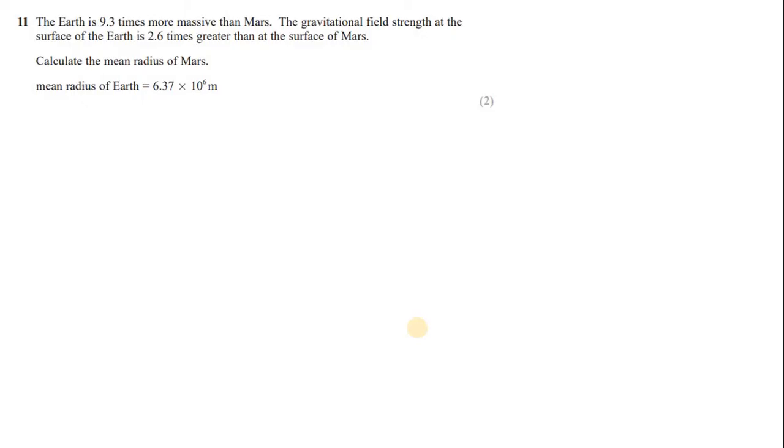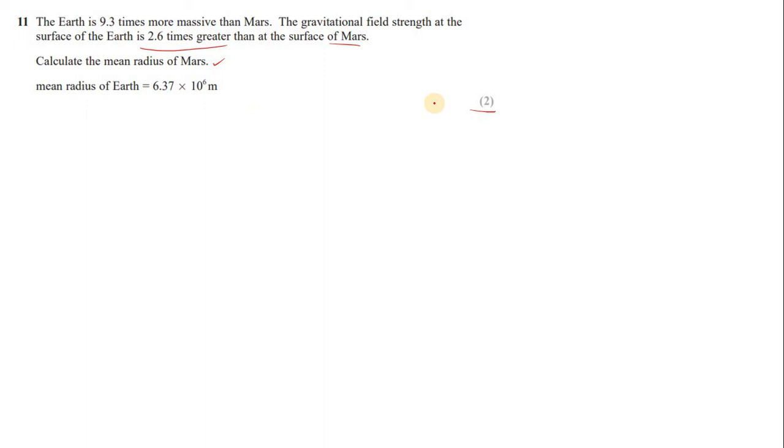Question number 11. The Earth is 9.3 times more massive than Mars. The gravitational field strength at the surface of the Earth is 2.6 times greater than the surface of Mars. Calculate the mean radius of Mars. The mean radius of the Earth is given.